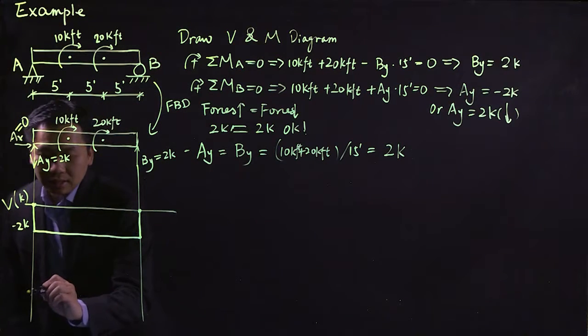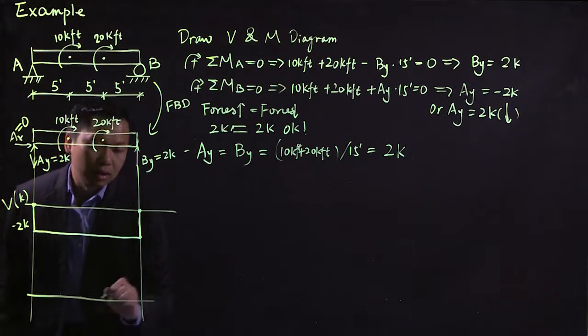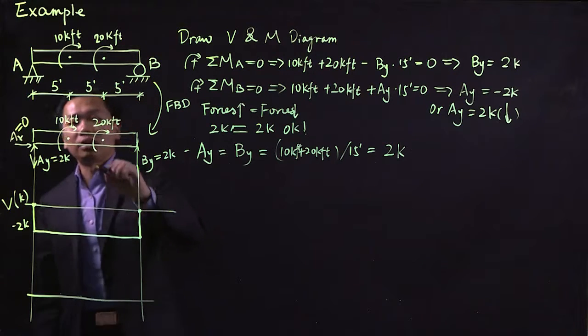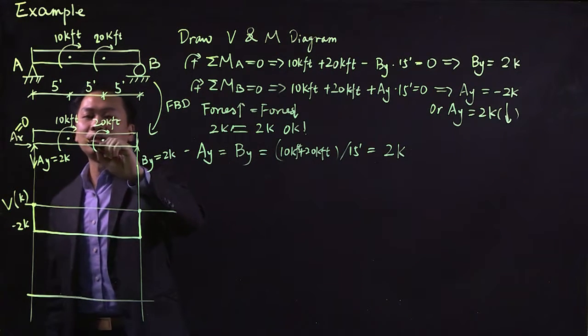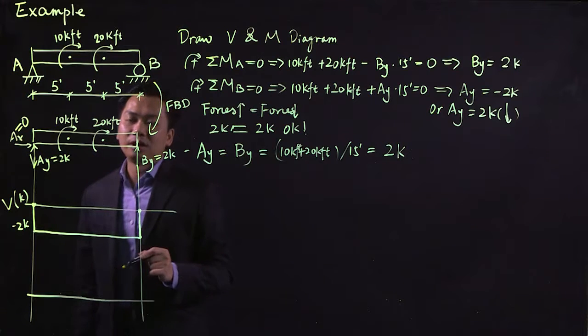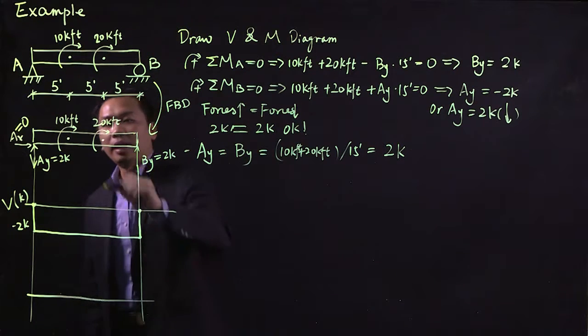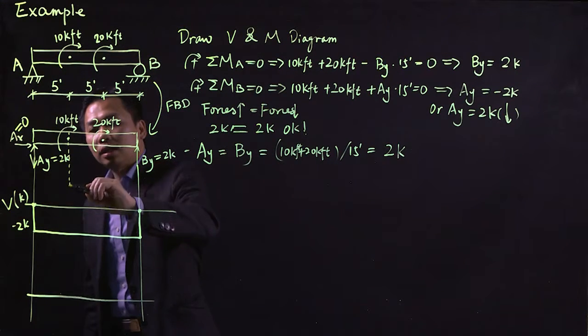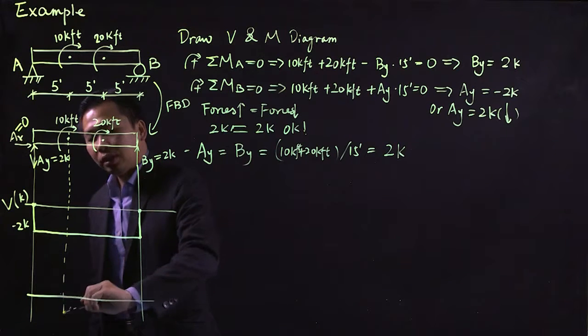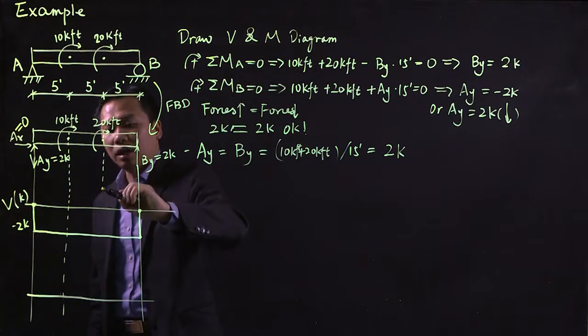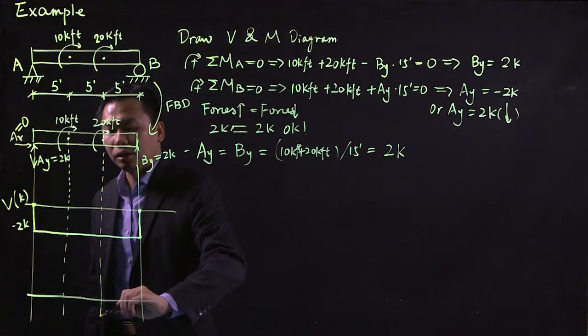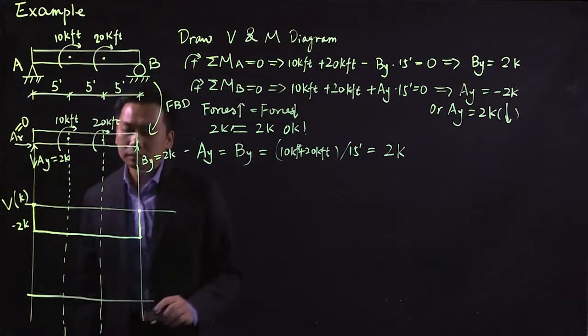With that said, let's take a look at how to draw our moment diagram. Since I know that the moment diagram is going to have either a drop or a jump at the concentrated moment points, I'm going to draw dashed lines down so that I know where the moment is going to change.